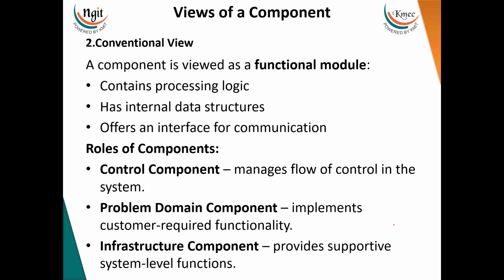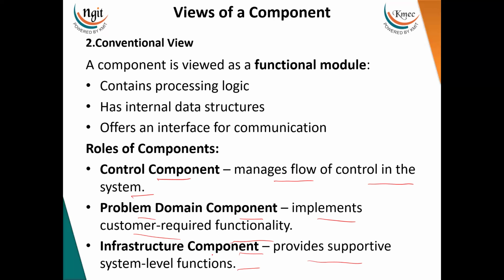Next, the second view is the conventional view. This is where a component is viewed as a functional module. This contains processing logic, has the internal data structures, and offers an interface for communication. So what is the role of the components here? First one is the control component, which manages the flow of control in the system. Second is the problem domain component, which implements customer required functionality. Third is the infrastructure component, which provides supportive system level functions.